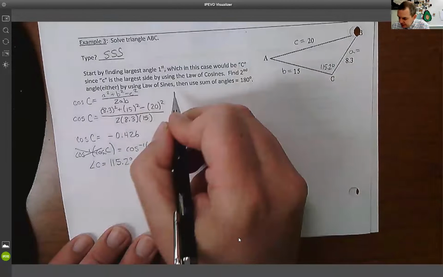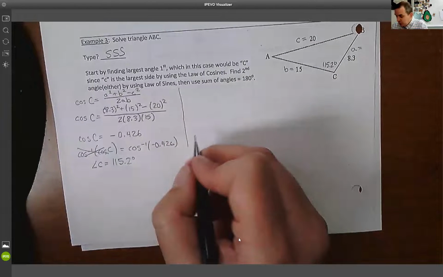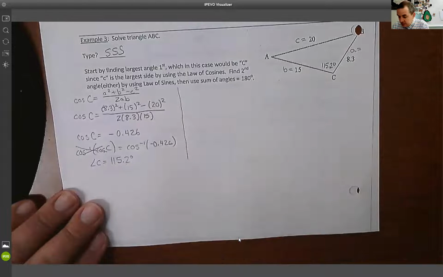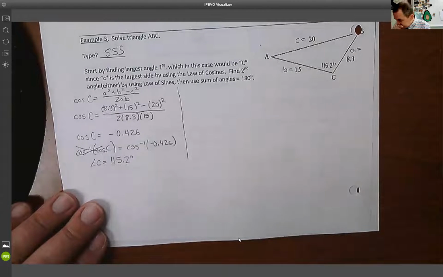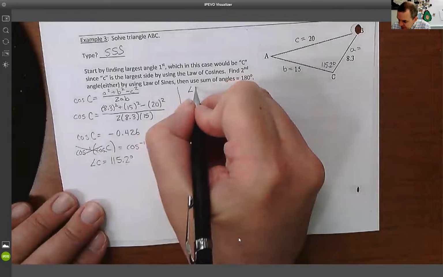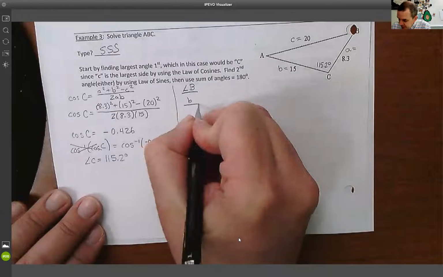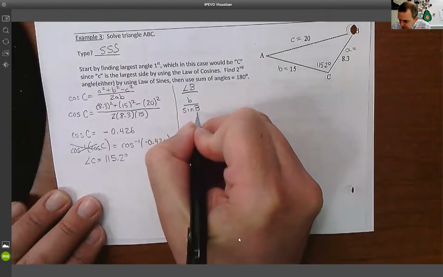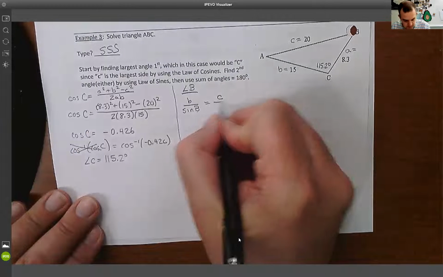And now that I've done that, I'm going to use the law of sines to figure out another one of the angles, and it really doesn't matter. In this case, I'm going to try and figure out what angle B is up here. So I'm going to try and find angle B. And the way that I find angle B is as follows. I'm going to do B over sine B, because that's the angle I'm trying to find, equals, since I know C, C over sine C.